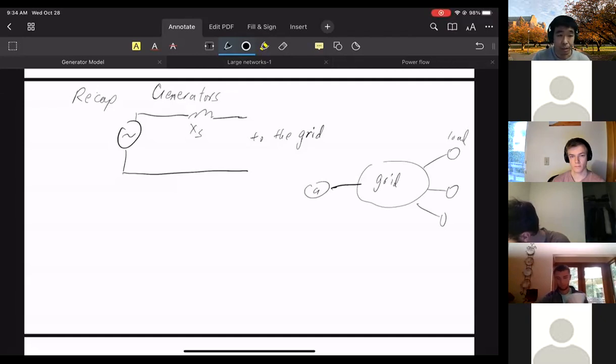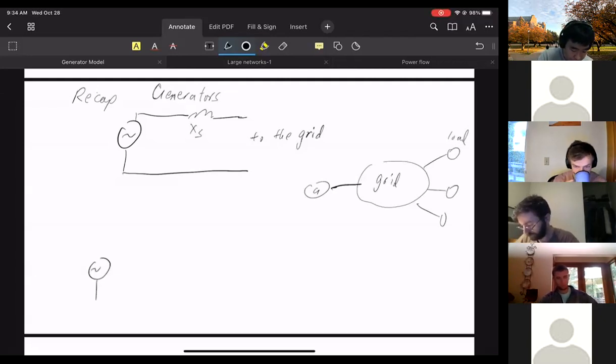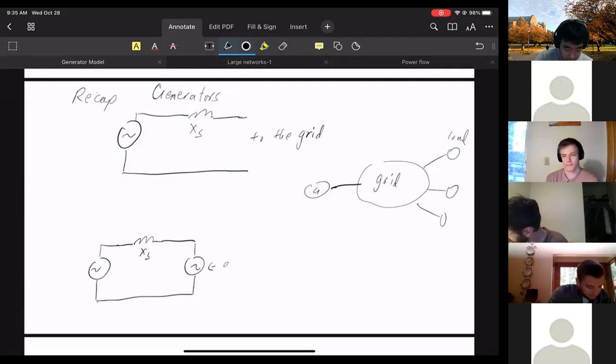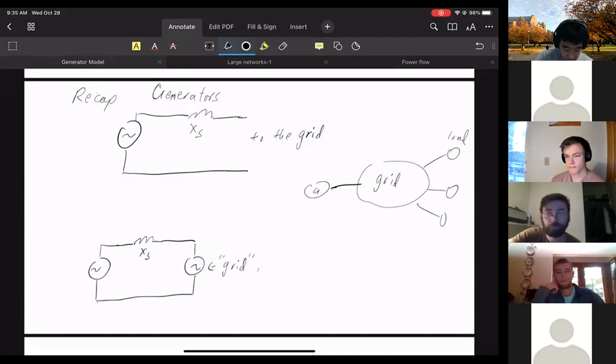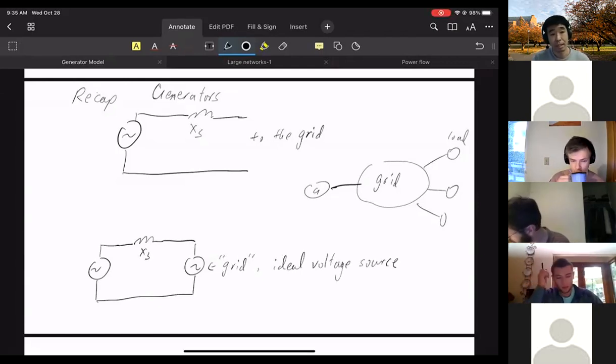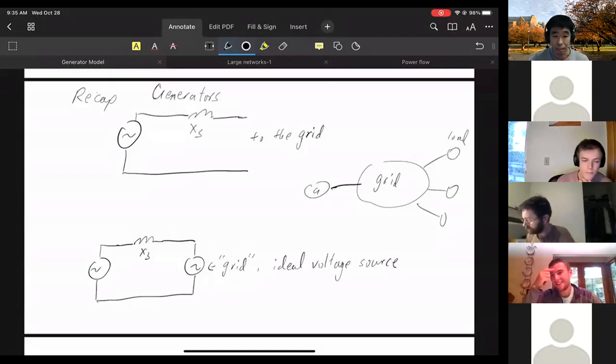So the model we'll take for this generator connected to the grid is the following. We'll think of this as a voltage source, that's my generator, connected to a synchronous reactance. Then it's connected to another voltage source, where this is the grid, and the model is an ideal voltage source. So the grid to us is basically some terminal that has constant voltage. That's the model we'll have for the grid, and this turns out to be a more useful model than a generator connected directly to the load.